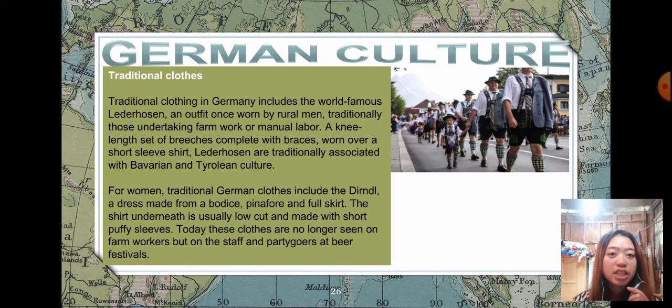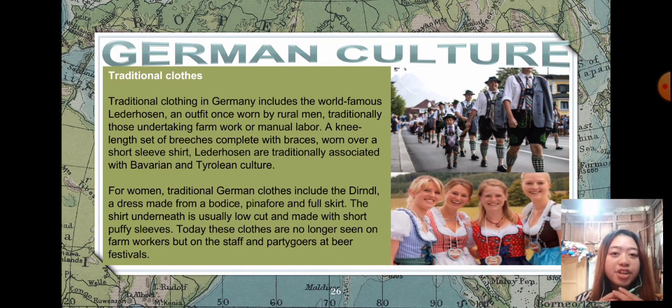Lederhosen are traditionally associated with Bavarian and Trauland culture. For women, traditional German clothes include the Dirndl, a dress made from a bodice, pinafore, and full skirt. The shirt underneath is usually low-cut and made with short puffy sleeves. Today, these clothes are no longer seen on farm workers but on staff and partygoers at beer festivals.